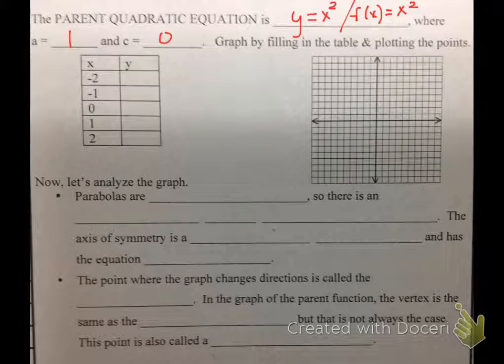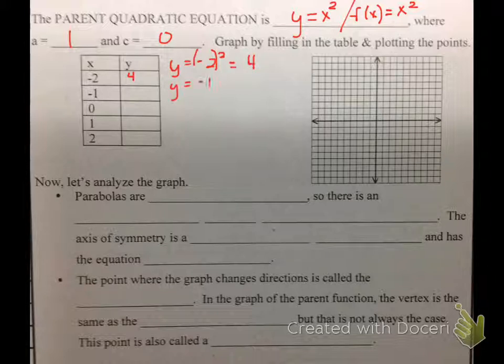So we're going to graph it by filling in the table, and then we're going to plot the points. So if we have negative 2, we're going to have y equals negative 2 squared. Negative 2 squared is 4. And when you do this in your calculator, you need to make sure you put the negative 2 in parentheses and then square it. Otherwise, it'll give you the wrong answer.